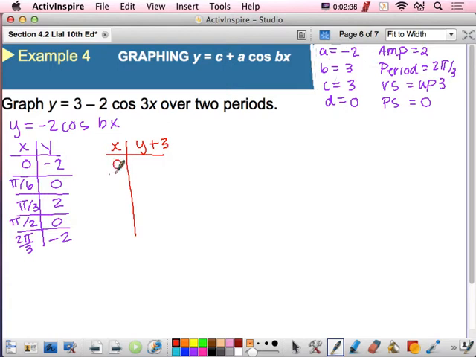So we'll keep the x's. And we will add 3 units to each of our y's. So negative 2 plus 3 is positive 1. 0 plus 3 is 3, 2 plus 3 is 5, 0 plus 3 is 3, and negative 2 plus 3 is back to 1. So it's a little disconcerting sometimes the first time you see a graph that is not symmetric on the y-axis, but it doesn't have to be. If you have a vertical shift, it brings it off of that midline.